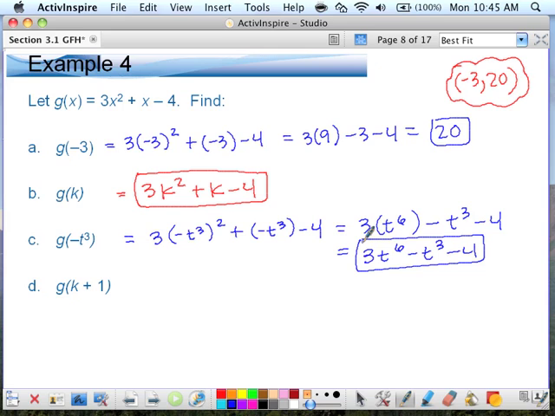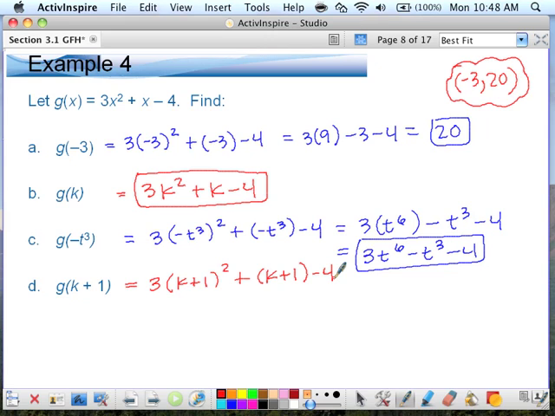For the final example here, we would like to find g of k plus 1. G of k plus 1 means that everywhere I see an x in my original problem, I should replace it with what? Parentheses k plus 1. So instead of x squared, I have k plus 1 squared. And instead of plain x, I have k plus 1. And then we bring down the minus 4. You have to distribute out all of those parentheses and combine your like terms. Take a moment to try to do that on your own.